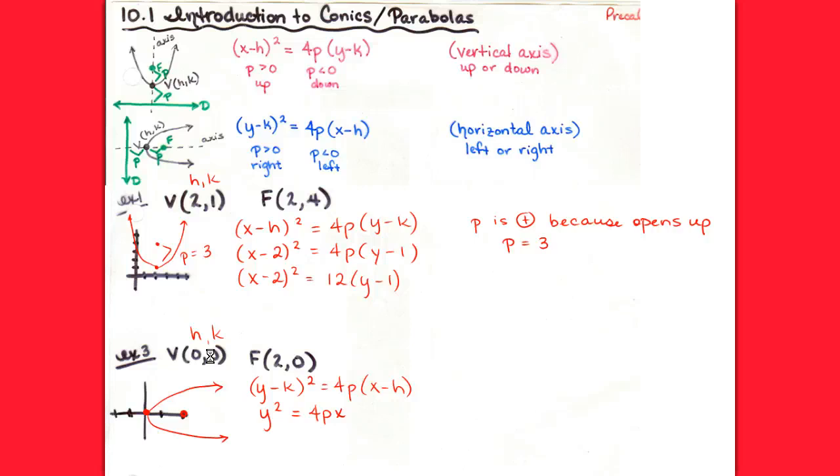And then we need P. Is P going to be positive or negative? Positive, because we're opening to the right. And it's going to be what value? 2, right, because the distance between 0 and 2 is 2. So we can come in here and put 2 in the place of that P, and so our equation would be y squared is equal to 8x.